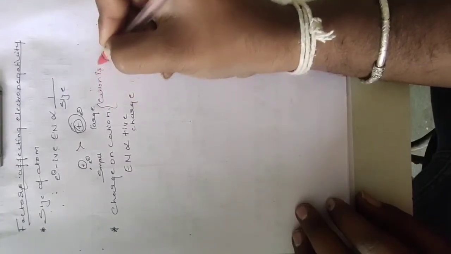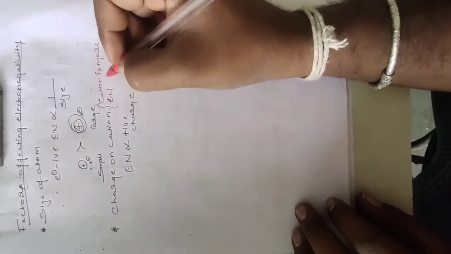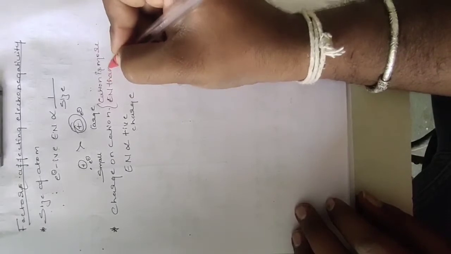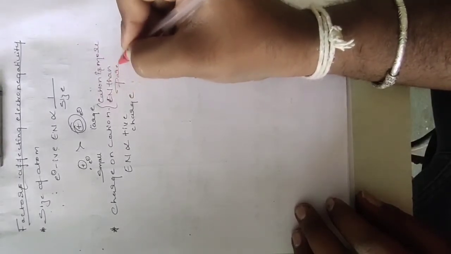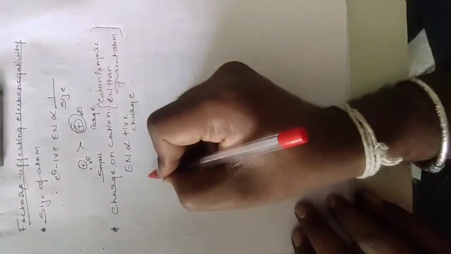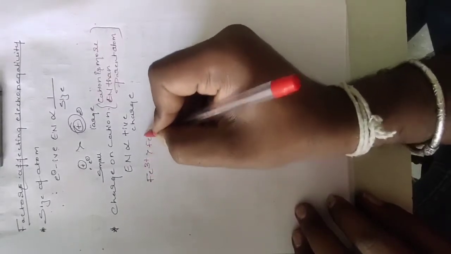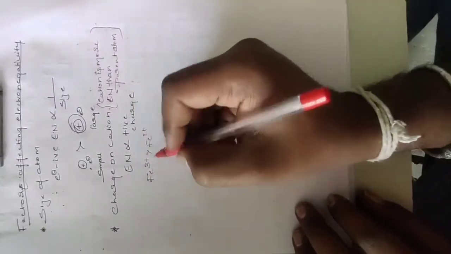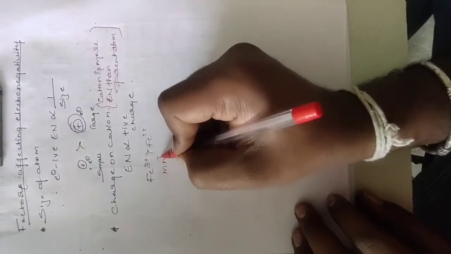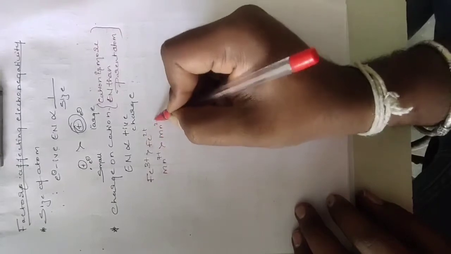Cation has more electronegativity than the parent atom or neutral atom. You can take examples: Fe3+ is greater than Fe2+, or Mn7+ is greater than Mn2+.